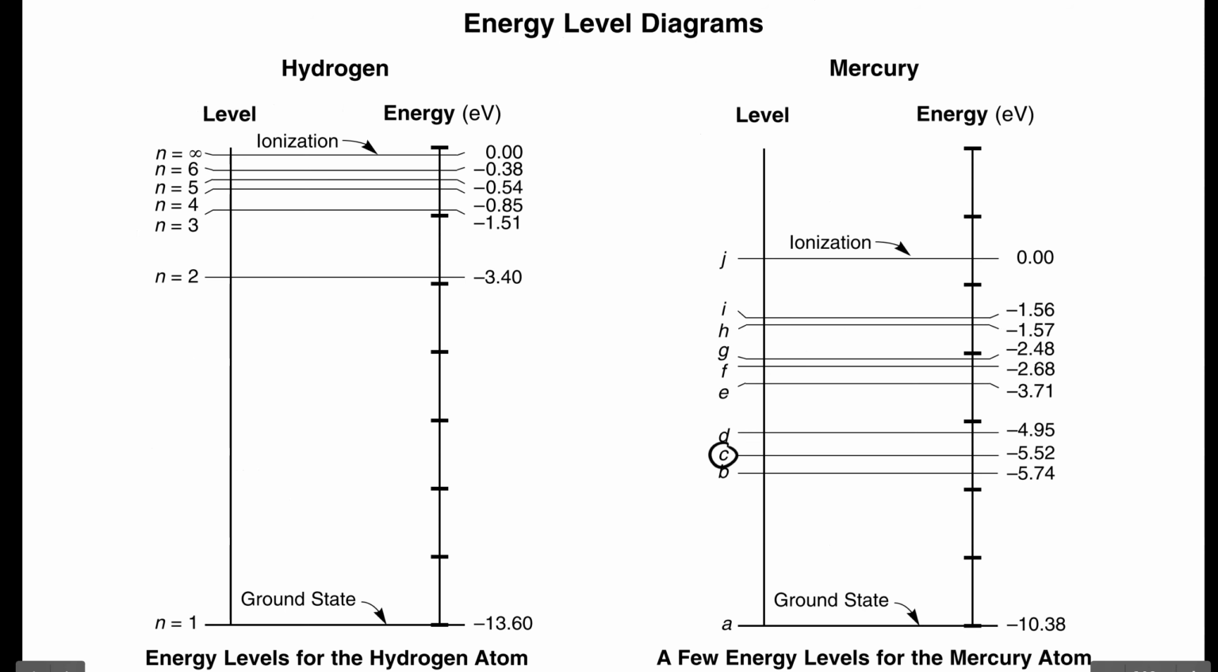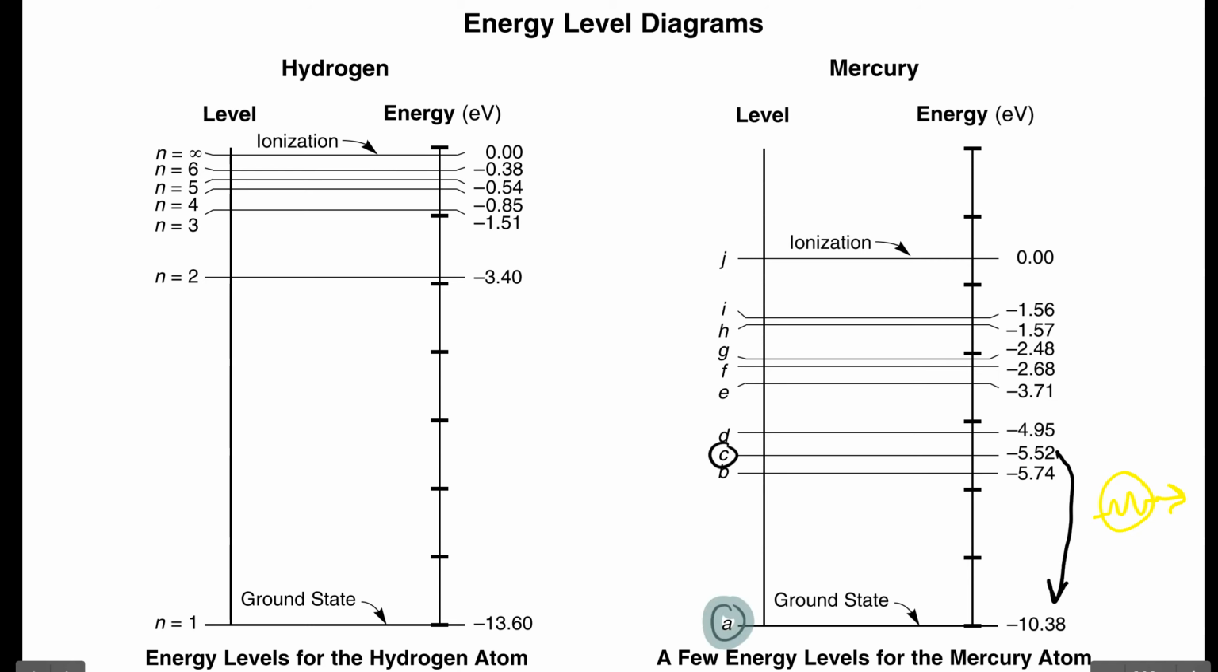So here we are at C. We have negative 5.52 electron volts, and we're going into the ground state, or A, all right? So remember, if we're going from a higher energy level to a lower one, what ends up happening is a photon gets emitted with the same amount of energy that you lose by jumping down. That's where the energy goes, right?